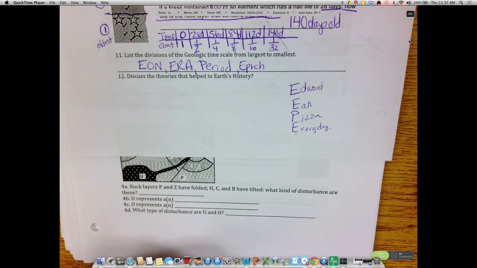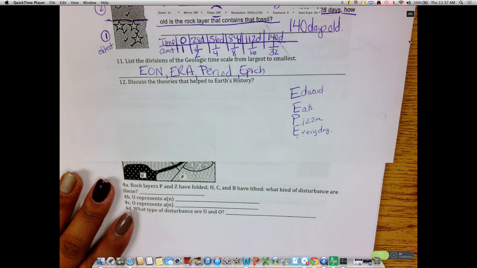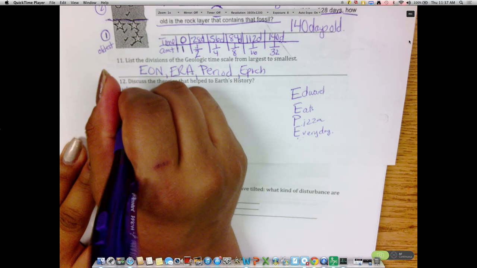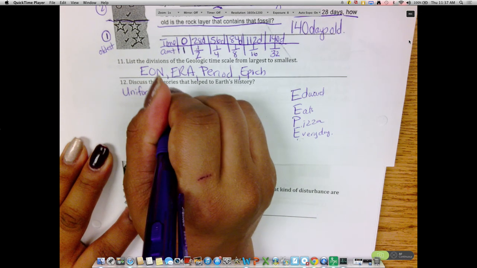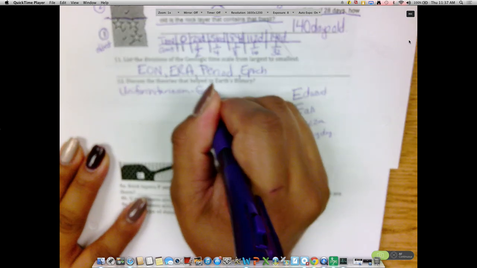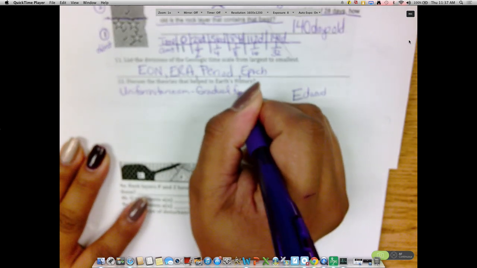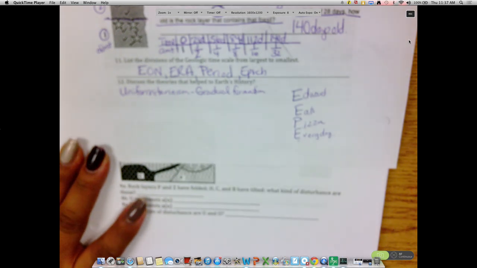Discuss the theories that helped explain Earth's history. That's Earth's story. That was the very beginning thing. Give me something, Ray. Uniformitarianism. What does uniformitarianism tell us? How it affected Earth slowly, gradually. Yes, the Earth was formed by gradual formation. But contrary to that, catastrophism.